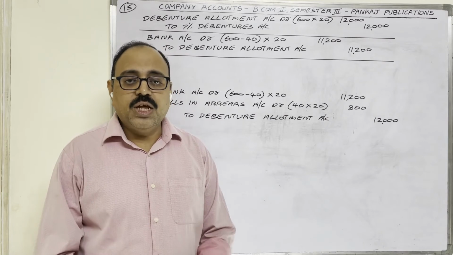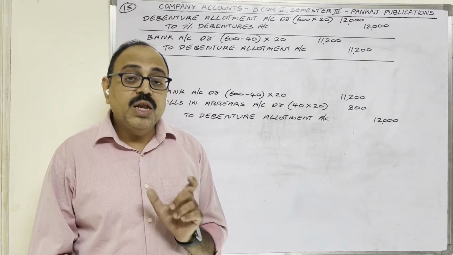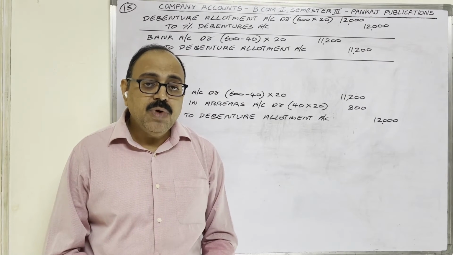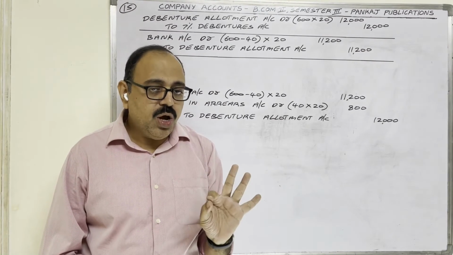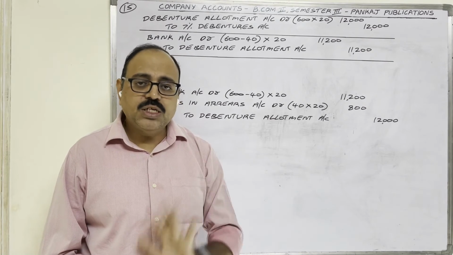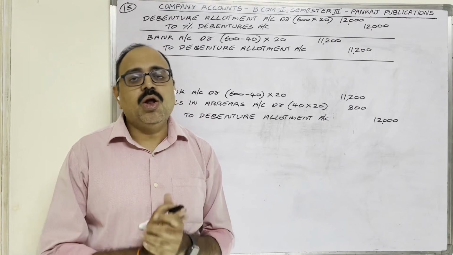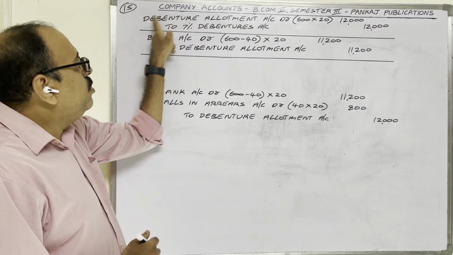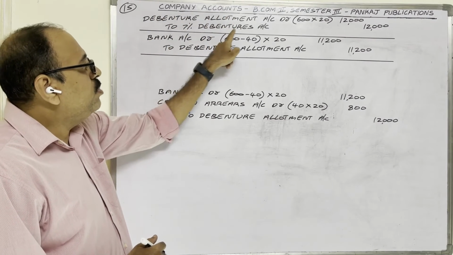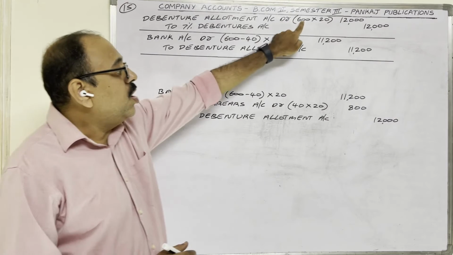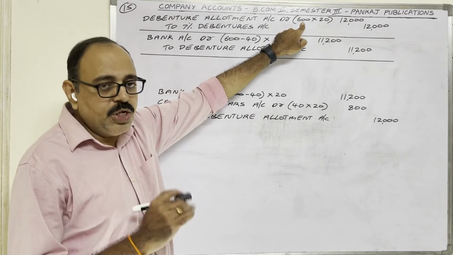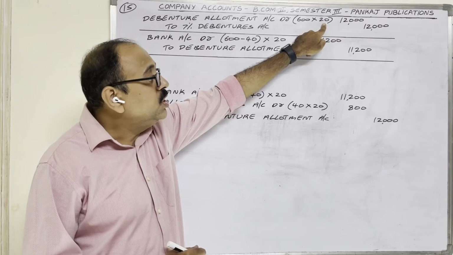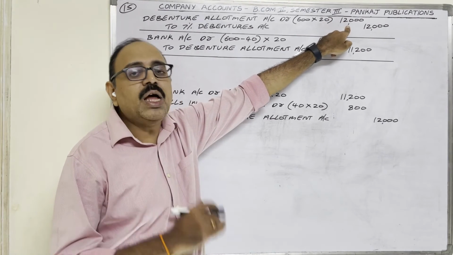Before starting ledger accounts, I want to tell one important point related to calls in arrears. In the present problem, in allotment, first call, and final call, calls in arrears amounts are there. Suppose you take allotment. Allotment transfer entry is this one: debenture allotment account debit to 7% debentures account. On 600 debentures, allotment money should come. On one debenture, allotment money is 20 rupees. So 12,000 should come from the applicants.